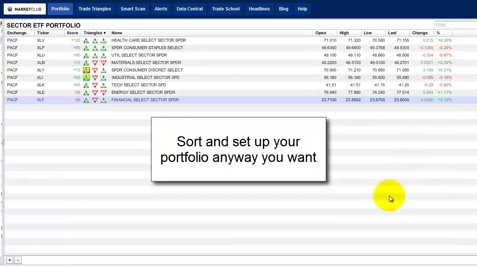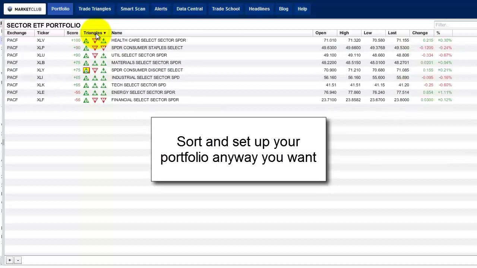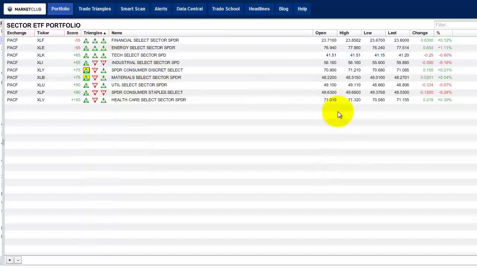So that's it. Again, you can sort them by simply clicking here, and you get your different sectors. And if you want to see the strong ones, just keep clicking until you get all the things that you want to see in a line, and there you have it. So again, this is how you can create a sector portfolio very easily and quickly using ETFs with MarketClub.